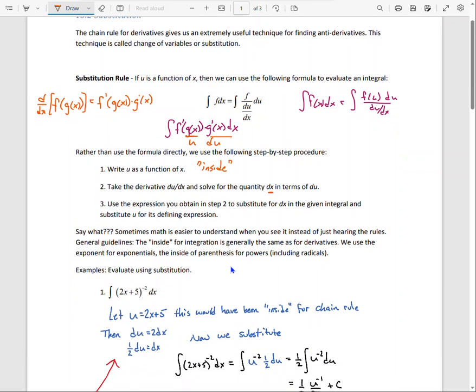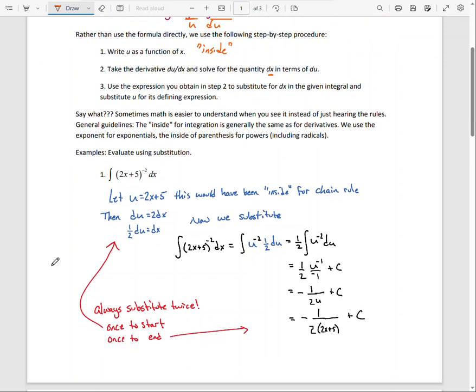And, you know, I've talked about it enough. As I say here, sometimes it's easier to understand the process by seeing an example. So let's do an example. The integral of the quantity 2x plus 5 to the negative 2 dx. Now, if I wanted to do the derivative, which I don't, naturally this 2x plus 5 looks like it's an inside, right? The quote inside.